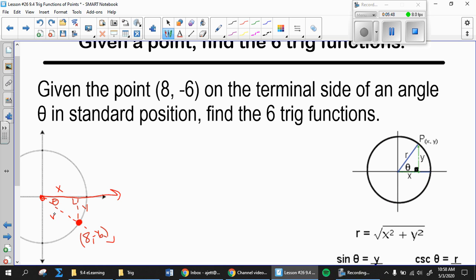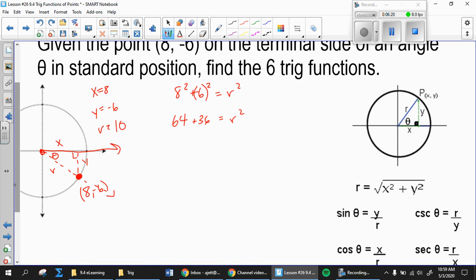Here's my r. So first thing I have to do is go ahead and find r. So we know x equals 8. We know y equals negative 6. So we need to use the Pythagorean theorem. Remember, it doesn't matter if we use negative 6 or positive 6 right here. It's still going to turn out to be positive. So 64 plus 36 equals r squared. So we're going to get 100 equals r squared. So r equals 10.